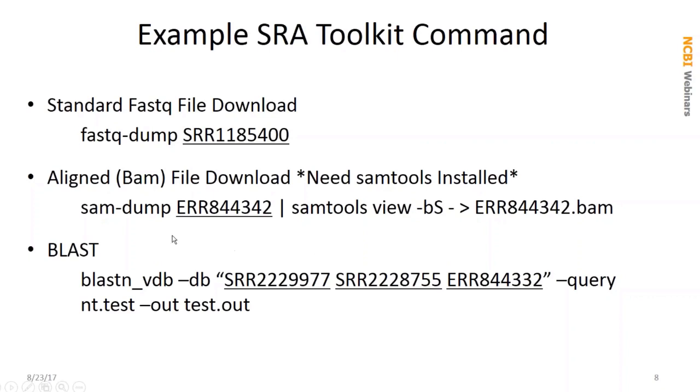And then finally, an example blast command. So it's blastn_VDB. And in this case, you can see there are 3 different run accessions that we're querying against. And the other thing to point out is this nt.test file. This is the actual sequence you are searching for. So here's the nucleotide sequence to see if it's in any of these run accessions. And then .out will give you the results.